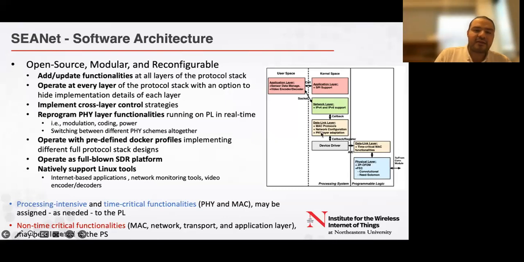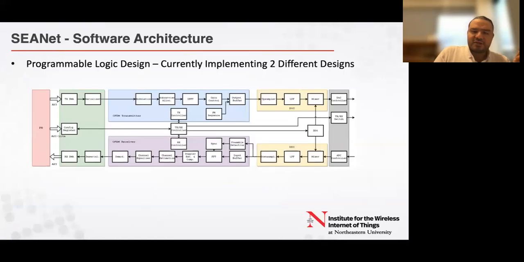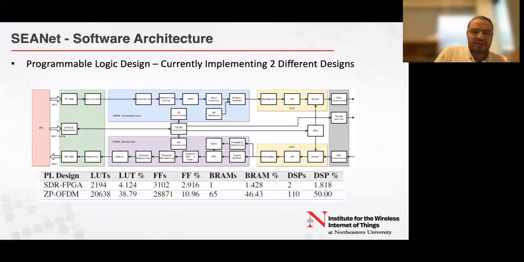And then you have a real-time device driver that makes the intersection between the two sections of the chip, which are the FPGA and the processing system. This is just an example of how an FPGA module is implemented. Specifically, we were looking into a simple zero-padded OFDM as well as a basic STR FPGA module.